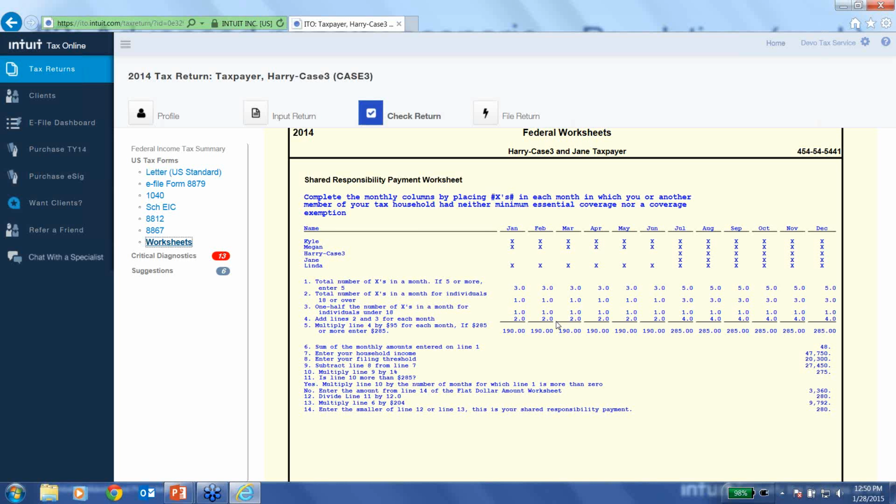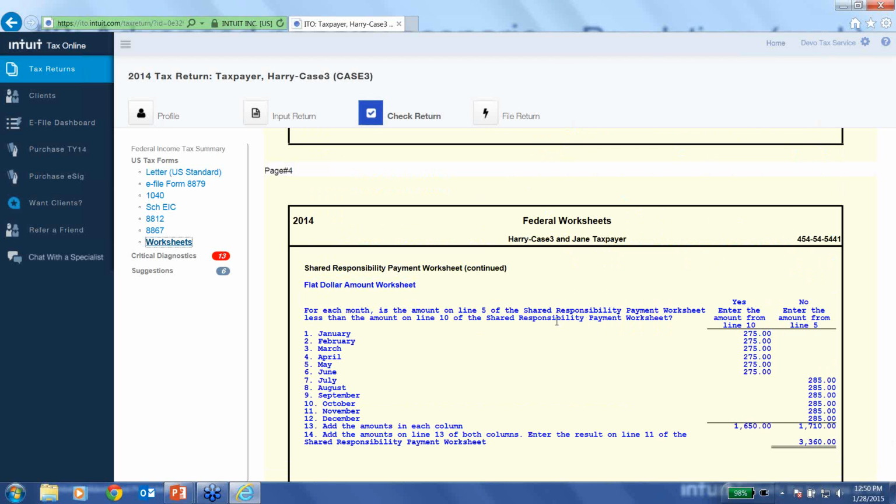Line 6 is 48. Line 7, household income, $47,750, less the threshold, $20,300. Nets out to be $27,450. 1% of that is $275. Line 11, is line 10 more than $285? No. So we have to go down to the secondary worksheet, flat dollar amount worksheet.